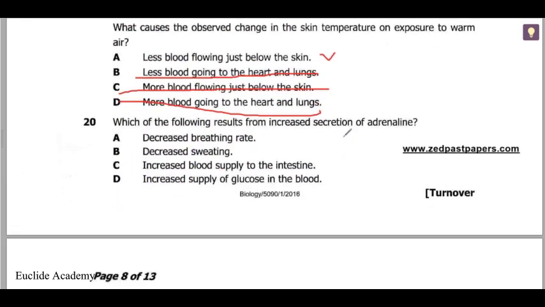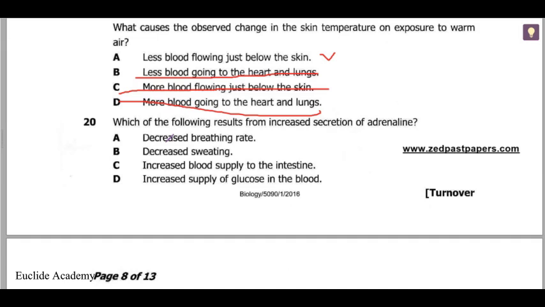Question 20. Which of the following results from increased secretion of adrenaline? Adrenaline, when it is increased, what happens? We did talk about this in endocrine system. Decreased breathing rate, decreased sweating, increased blood supply to the intestine, increased supply of glucose in the blood. So which of the following results from increased secretion of adrenaline?